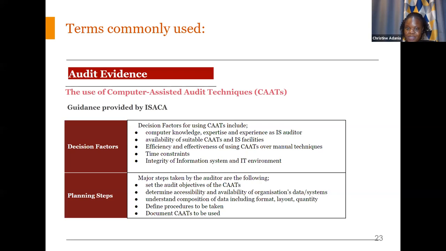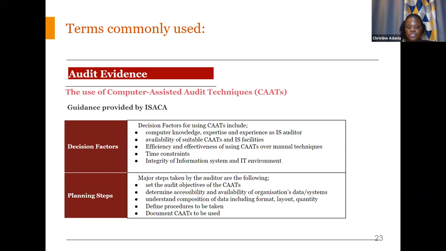Also, you have to assess whether it's more efficient and effective to use CATs over manual techniques. There are times when manual techniques may be much, much faster. Then assess the time constraints around your audit, and then also assess the integrity of the information system and the IT environment that is generating your data for use, because garbage in, garbage out.